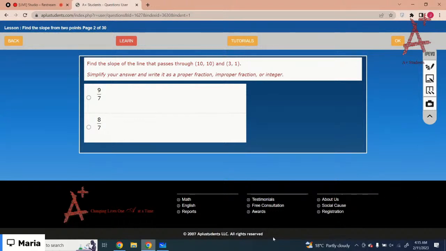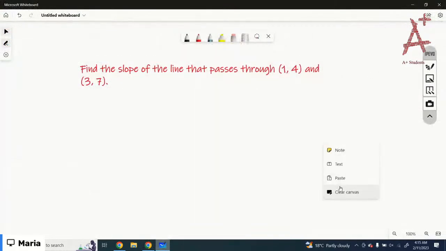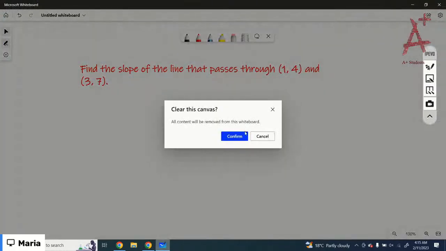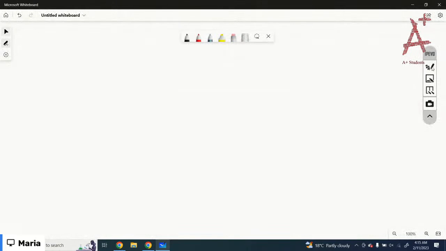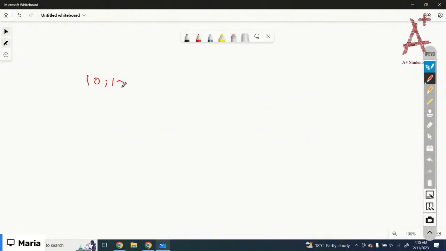The next one is find the slope of the line that passes through the points 10, 10 and 3, 1. So the points we are given are 10, 10 and 3, 1. Got it? So just calculate using the formula, that is m equals change in y divided by change in x.